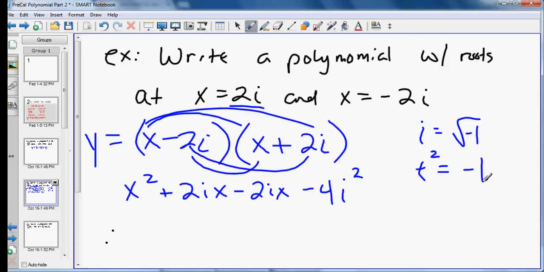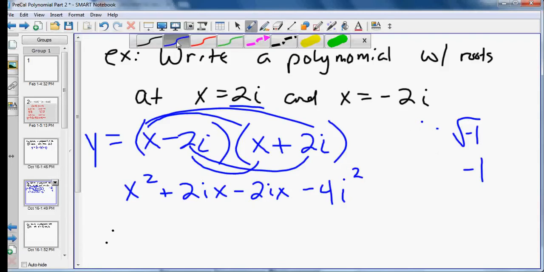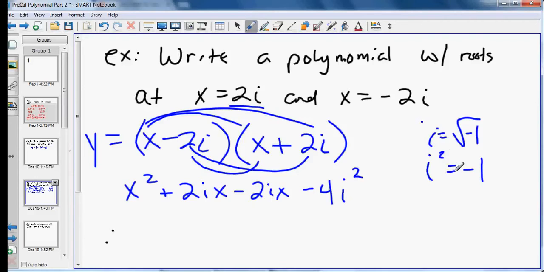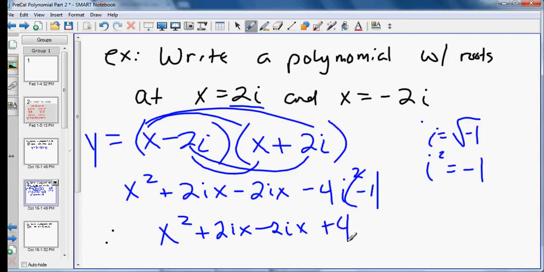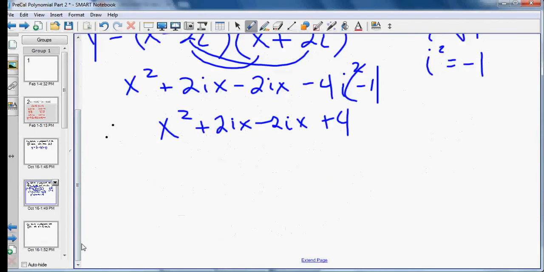i squared is equal to negative 1. So we will replace this i squared with negative 1 and get negative 4 times negative 1, which gives me positive 4. And what you also may have noticed is that the terms in the middle will cancel each other out. So we have a positive 2ix minus 2ix, so they cancel, and our final answer then is y is equal to x squared plus 4. That's how we should leave our answer. So do not leave your answer with the imaginaries inside.